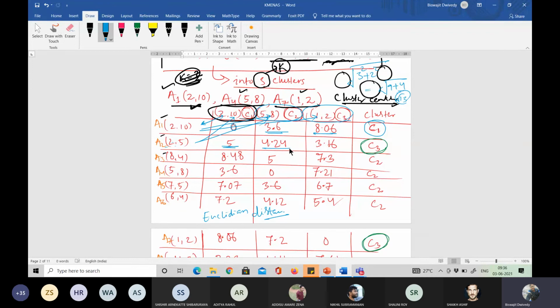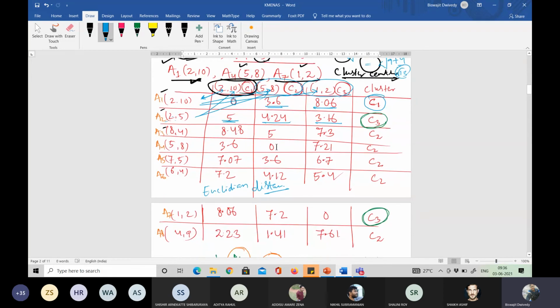Next will be this is your 4.24, that is your 3.6, 3.16. Like that I have to find out all the distances. Okay, so all the possible distances means basically we are finding out the distance between the data points or the cluster points with respect to their cluster centers. Means here I have chosen these 3 points as my initial cluster centers.